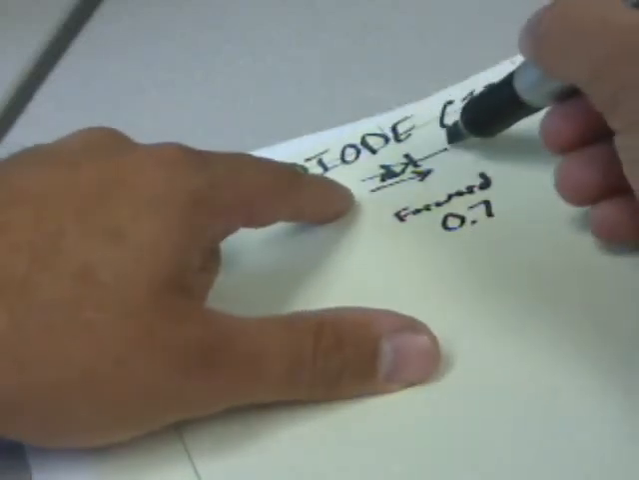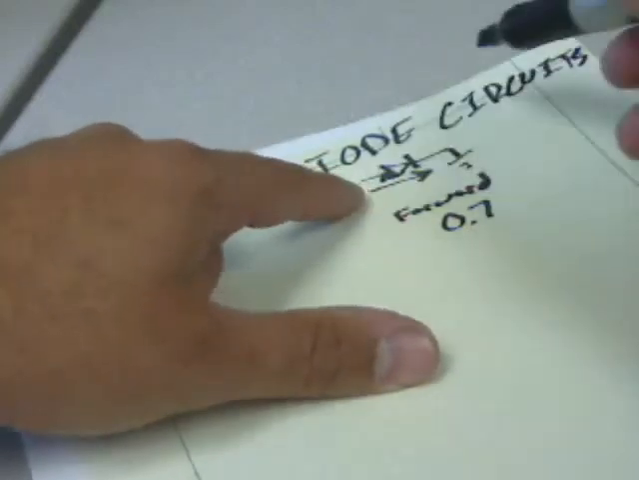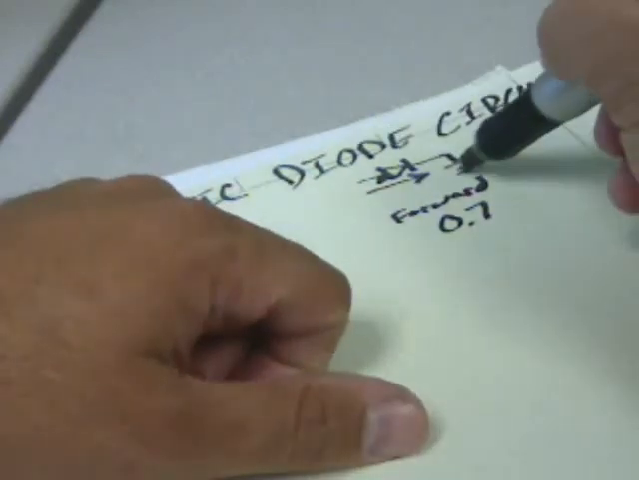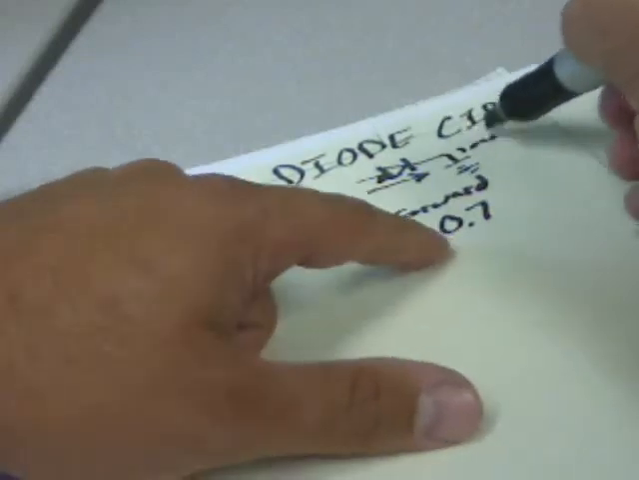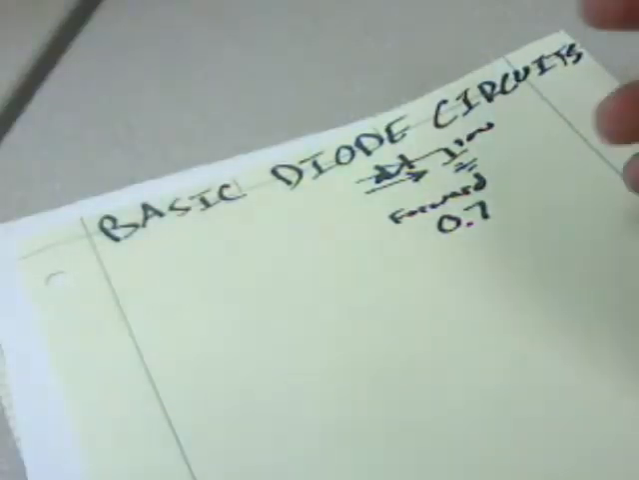So if this is grounded, for instance, and it's forward biased, we know that the voltage here is going to be 0.7. Or if we know that there is 10 volts here, and we know that this is forward biased, we know that there has to be 10.7 volts there.